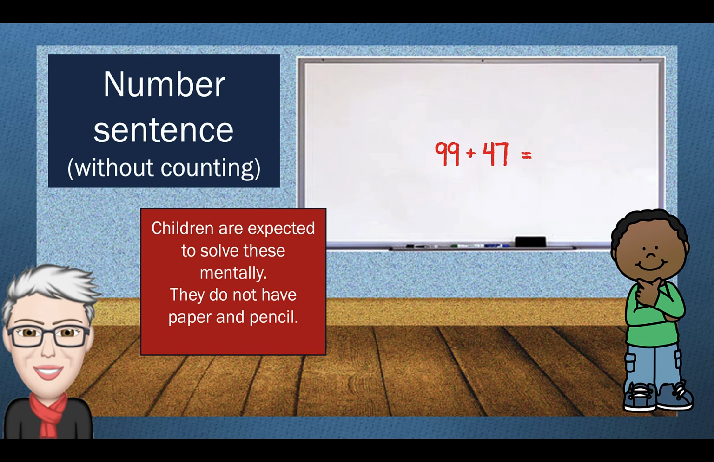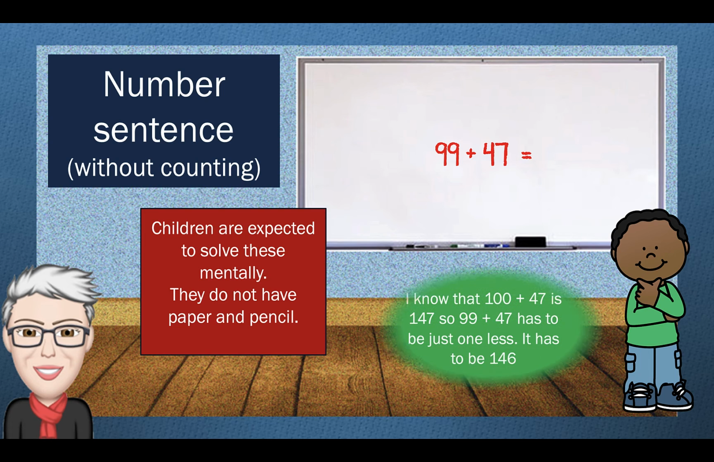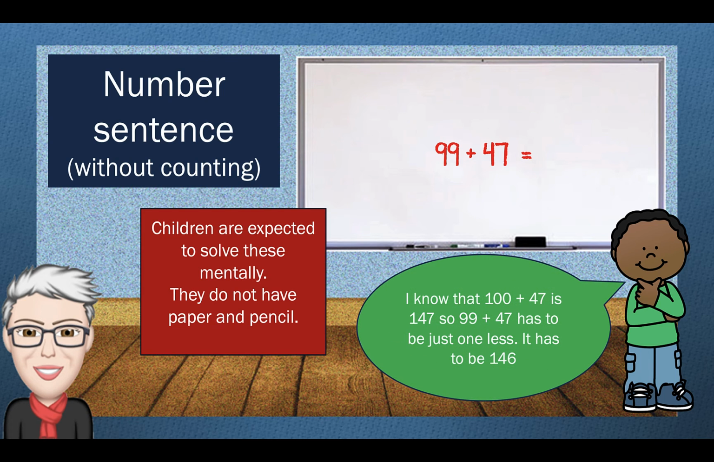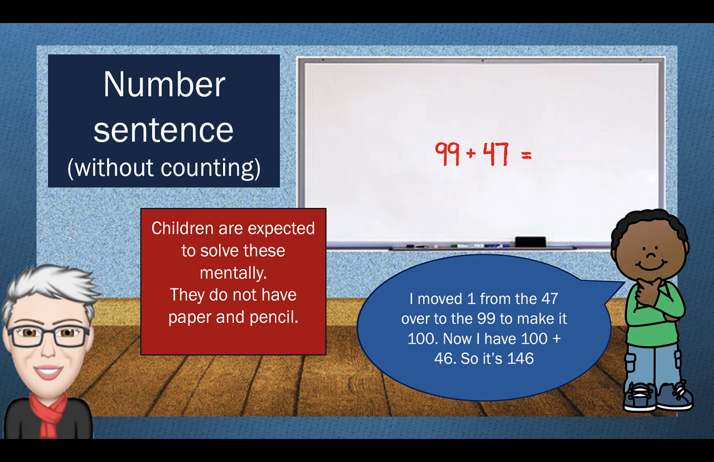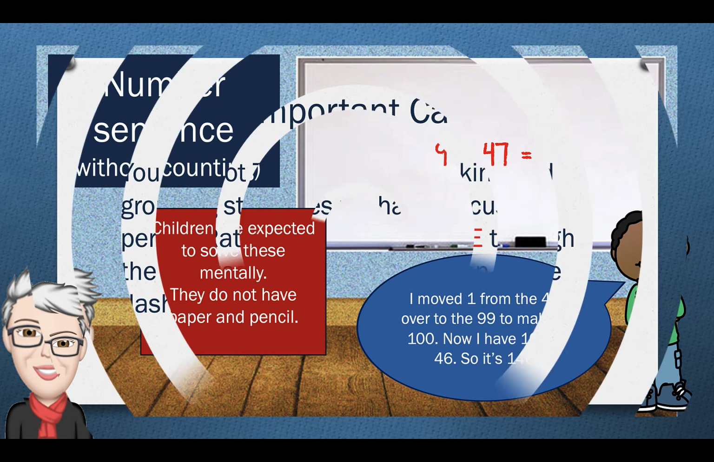Wouldn't you be thrilled as a teacher if later in the school year a child solved the task 99 plus 47 by saying, I know that 100 plus 47 is 147. So 99 plus 47 has to be just one less. It has to be 146. Or if someone said, I moved 1 from the 47 over to the 99 to make it 100. Now I have 100 plus 46, so it's 146.